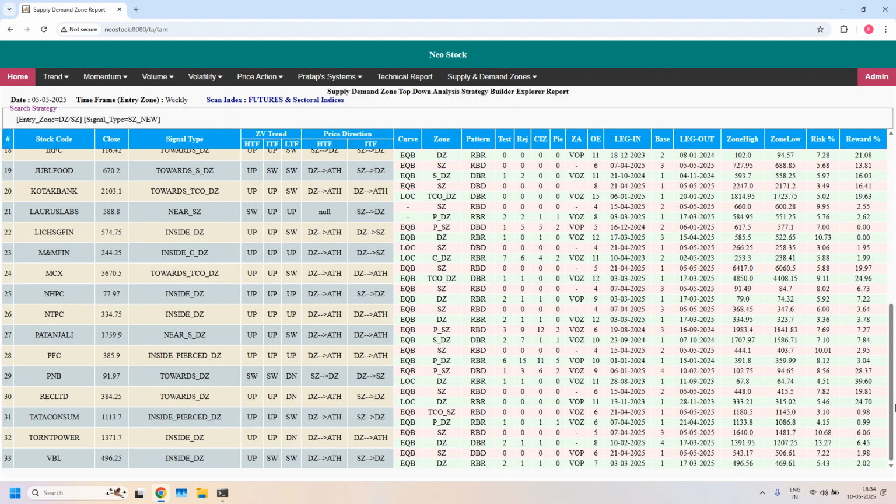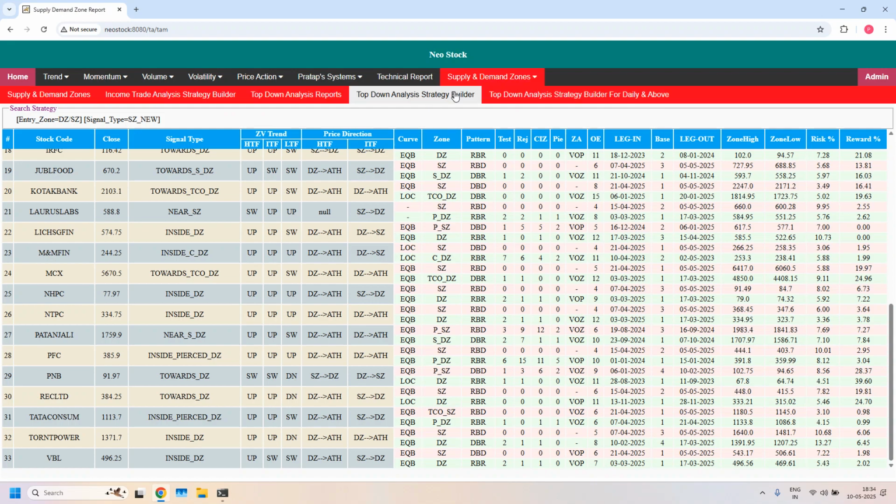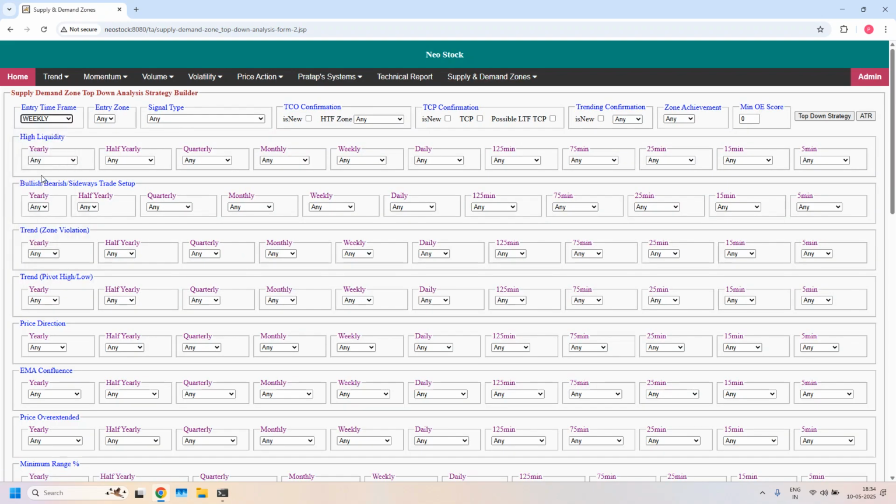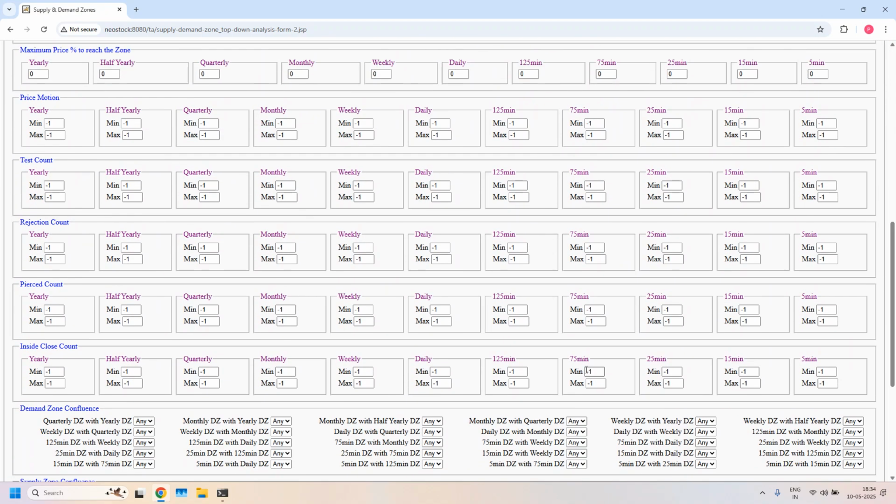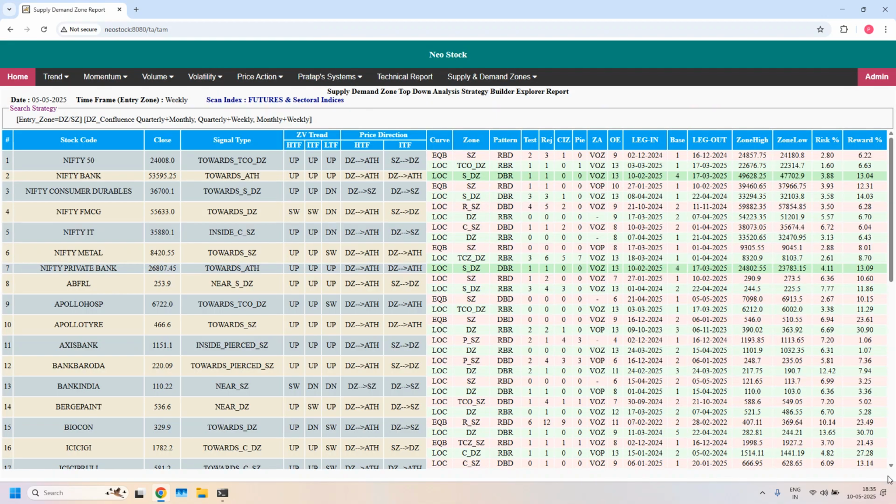And also we will generate 2 additional reports in the weekly, based on the zone confluence. Weekly, monthly and quarterly demand zone confluence and supply zone confluence reports. Let us filter. So weekly time frame for the demand zone confluence. 3 filters. First one is weekly and monthly demand zone confluence, weekly and quarterly demand zone confluence, and then monthly and quarterly demand zone confluence. By setting these 3 filters, we got a big list.